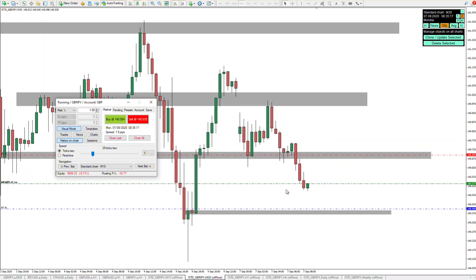I thought it went down. In 10 minutes, the M30 and the hourly candle close. From there, well, look at that.